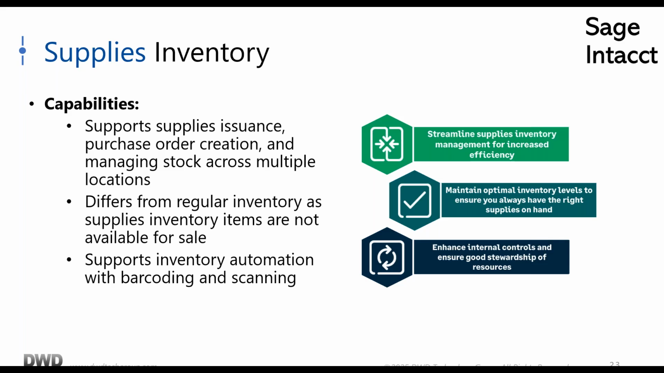So nothing here could be used for sale. It's entirely going to be internally tracking, costing. Only thing we can do with these items is purchase more and use them. We cannot sell them. And it supports automation just like that standard inventory module. So we can use barcodes, we can use scanning on the items. We can set them up with pictures, their dimensions, any description that we might want to have attached to those items, we can select there.